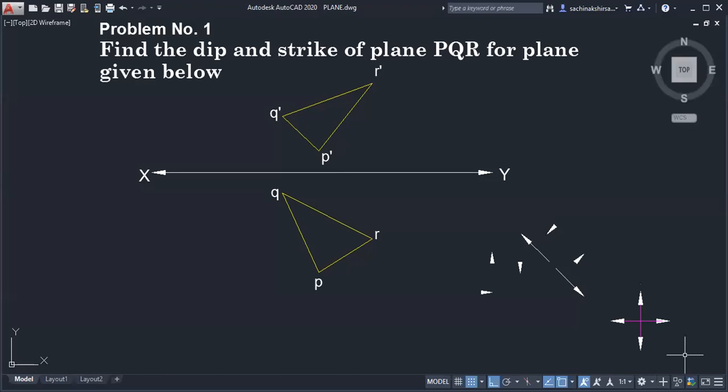Once you see this triangular plane in front view and top view, first concentrate on front view. Only one problem we will see. The answer will not be the same for all. It should come different because different students are going to select different planes. So your answer and my answer should not match here, but still we will see the procedure.